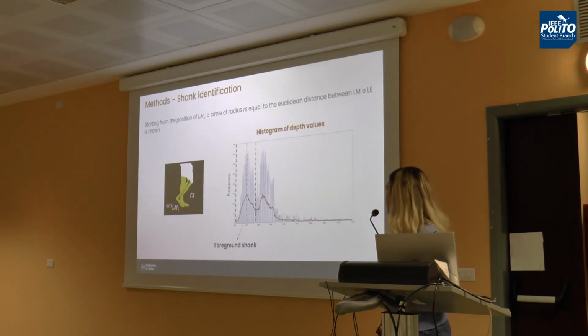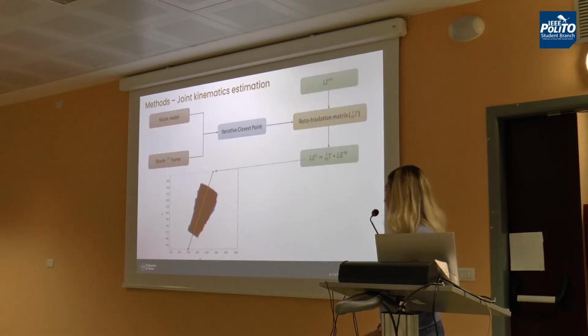For example, in this case, I computed the histogram of depth values inside this same circle. By analyzing this histogram, it's possible to notice two distributions. The first one represents the foreground shank, and the second one represents the contralateral one. Of course, it's possible to think that the foreground shank is characterized by the lowest depth value since it's closer to the camera. And so, in this way, we can extract the foreground shank.